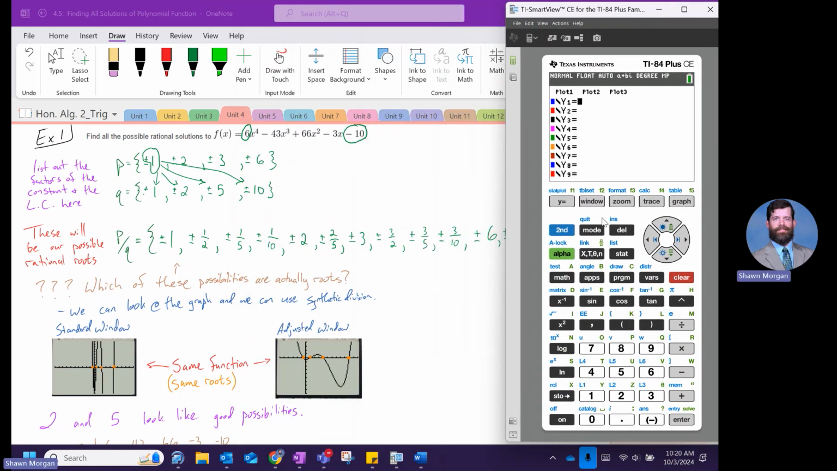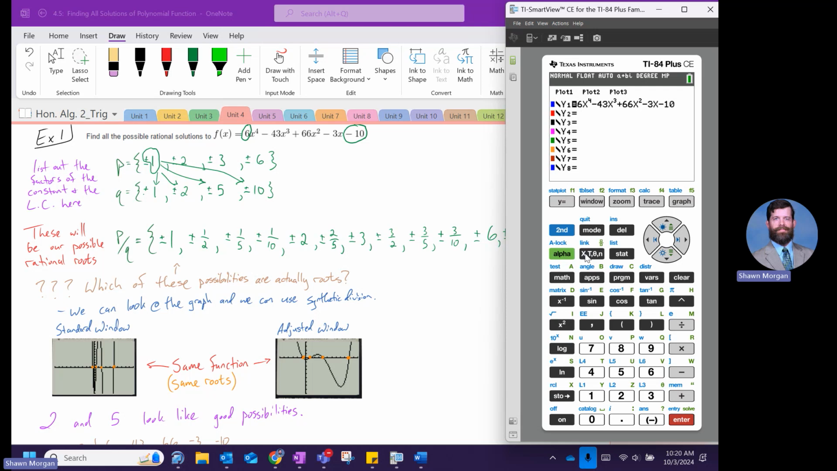We're going to take our y equals screen, and we're just going to type in that function that's at the top. Now, that's a lot to type in, so just bear with me. 6x to the 4th minus 43x to the 3rd plus 66x squared minus 3x minus 10. All right, and I want to double check to make sure I've typed everything in correctly. 6x to the 4th, 43x to the 3rd, 66x squared, minus 3x minus 10.